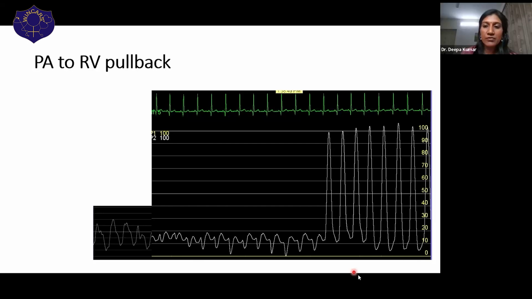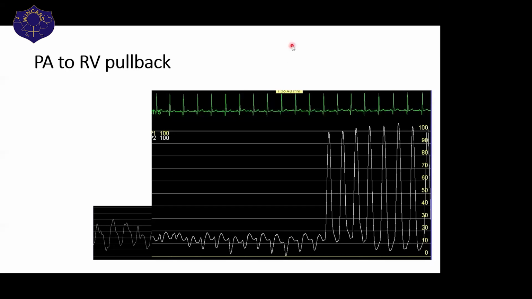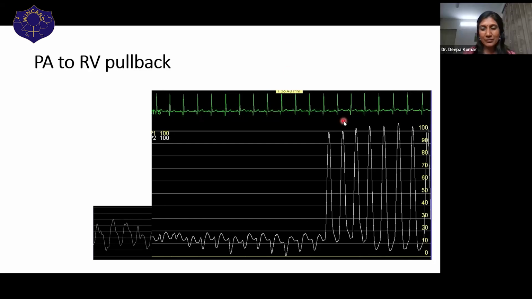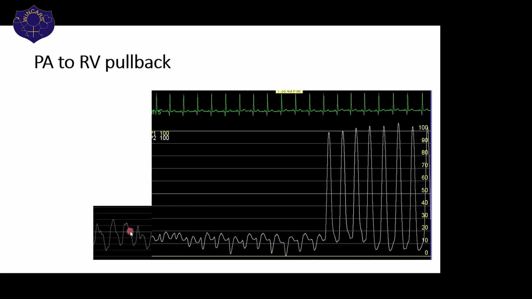So this is a PA to RV pullback. I can give another clue. These three beats are different from these three beats. Neo-PS, someone has written. Bit more specific. If you notice, these three beats are different from these three beats. That is a clue. Shall I discuss? Yeah, I think we're not getting any answers.